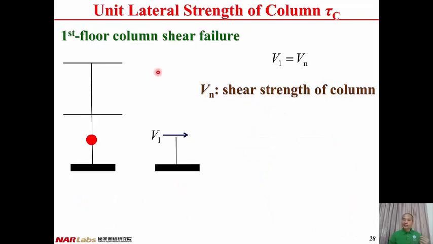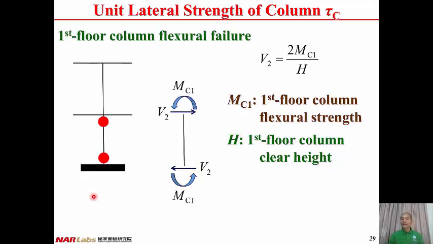From the first failure mode, we take the free body diagram here. This is V1, that's the lateral strength of the column line under shear failure of the first floor column. And from force equilibrium, we know that V1 equal to Vn. Vn is the shear strength of the column. And here's the second failure mode.